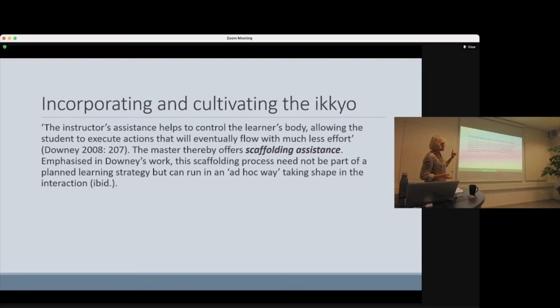Importantly also, and very nicely emphasized by Downey, the scaffolding process need not be part of a planned learning strategy. It's not like my sensei knows what he's going to teach me when we are there. He will be there with me in the situation on the day, and the decision is taken by him more or less consciously. He's meeting me and then the decision comes up.